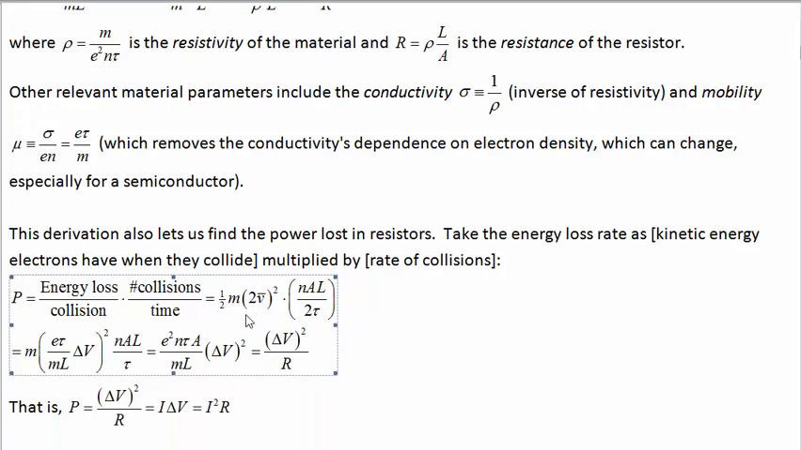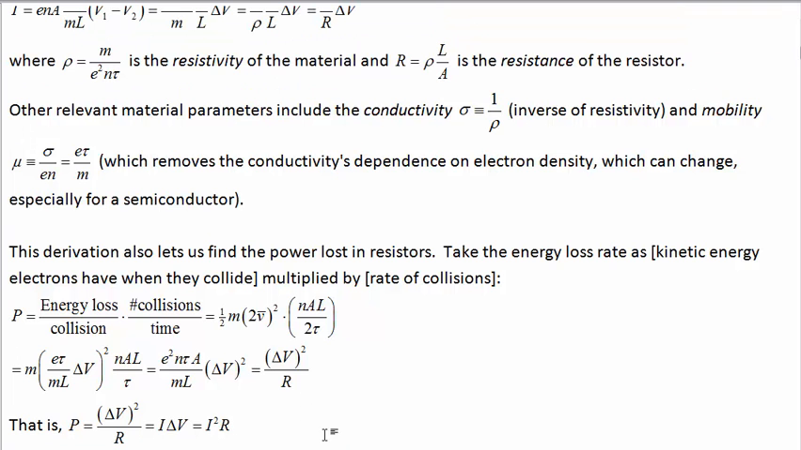All right, so the rate of collisions would be the density times the volume, because that's just the number of electrons inside the resistor total, number per unit volume multiplied by the volume, divided by the time between collisions. So number of collisions over a unit time. Okay, multiplying this out and substituting in what we had earlier, we find that the power loss is delta V squared over R. If we substitute in the current, then we can write this in a couple of different ways. Power is I delta V, is I squared R, all useful things to know, and ones that you probably already knew from first year.